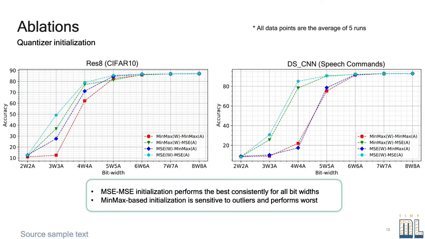This slide shows ablation on quantizer initialization using different methods. The x-axis is the bit width and the y-axis is accuracy of the model. We can see that the cyan line here, which is the MSE-based initialization for both weights and activation tensors, performs the best, while the red line, which is the min-max-based initialization, is usually sensitive to outliers and performs worst.